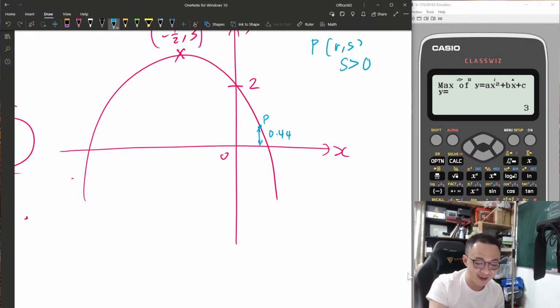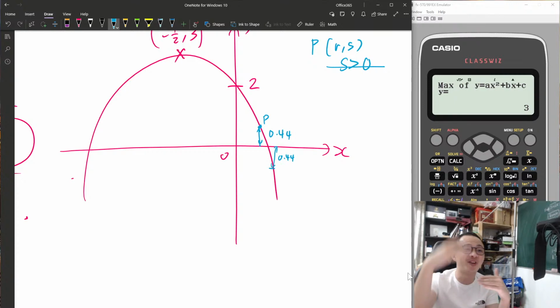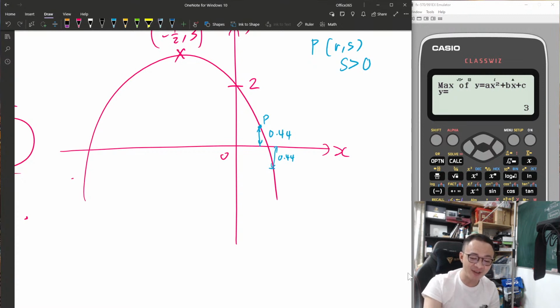R and S. If the question doesn't tell you this, then it's possible it can be from the negative side here, 0.44 like this. It's still 0.44 distance from the x-axis. So this is the reason why they say s must be bigger than 0. They do not want you to take the bottom one. They don't want you to take this one. Okay?